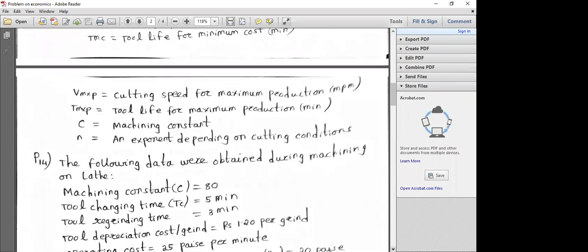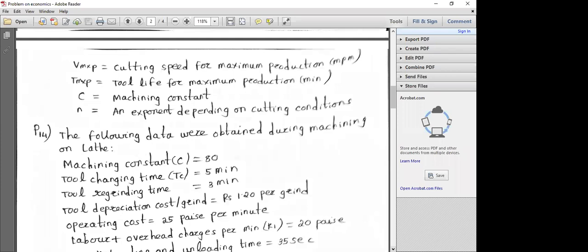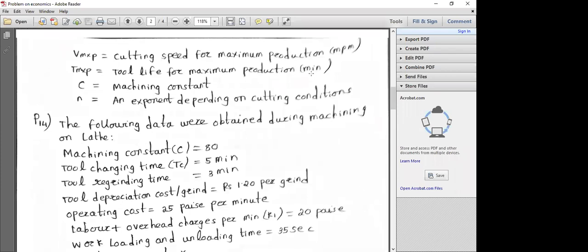This is a very lengthy problem, because if he is giving it directly, he should give it for 14 marks. So what is the problem he has given? He has given the data, and the machining constant, that is, C is equal to 80, and tool changing time TC, tool changing time is 5 minutes. Tool regrinding time he has given as 3 minutes. So this is the data he has given.